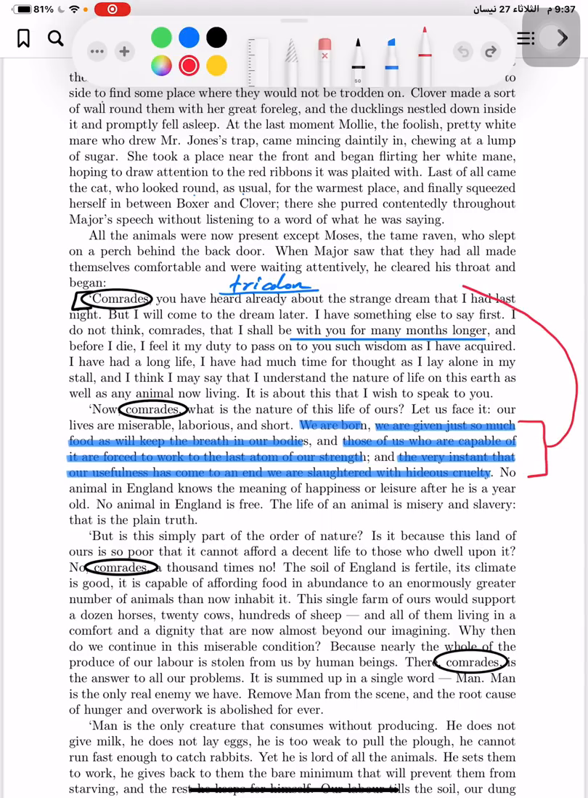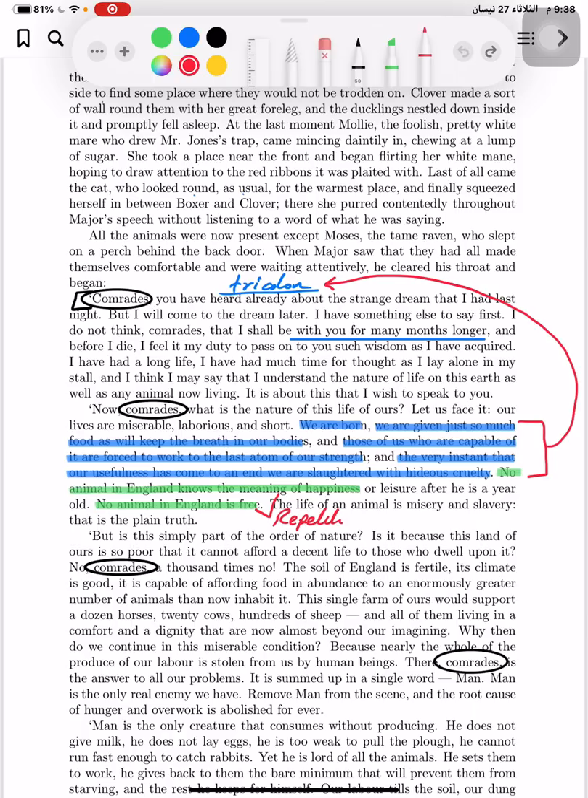Another aspect of repetition starts right away when Old Major pronounces, no animal in England knows the meaning of happiness, no animal in England is free. And this is a direct intensification of how animals are prevented from their rights.